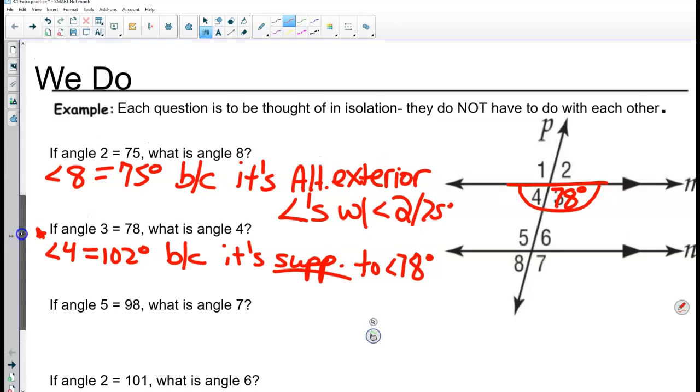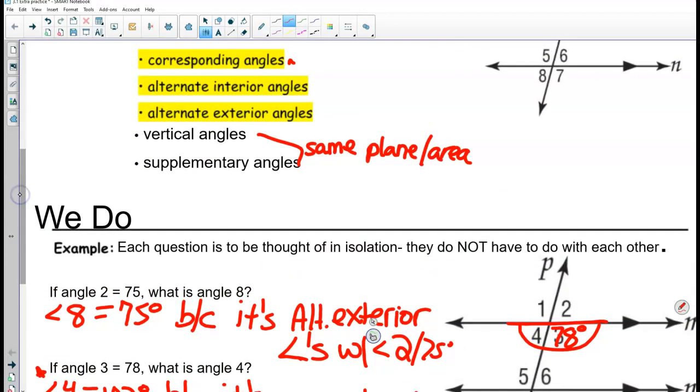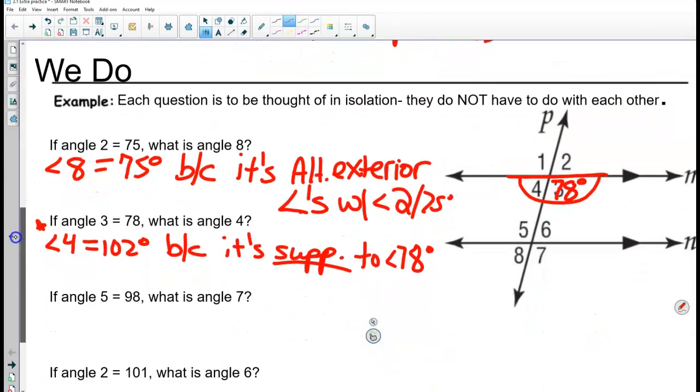Remember, when they're next to each other, they add up to 180, because that's what a straight line is. Vertical angles are equal. Alternate exterior are equal. Alternate interior are equal. Corresponding are equal, or the fancy word, congruent. All right, let's go to the next one.